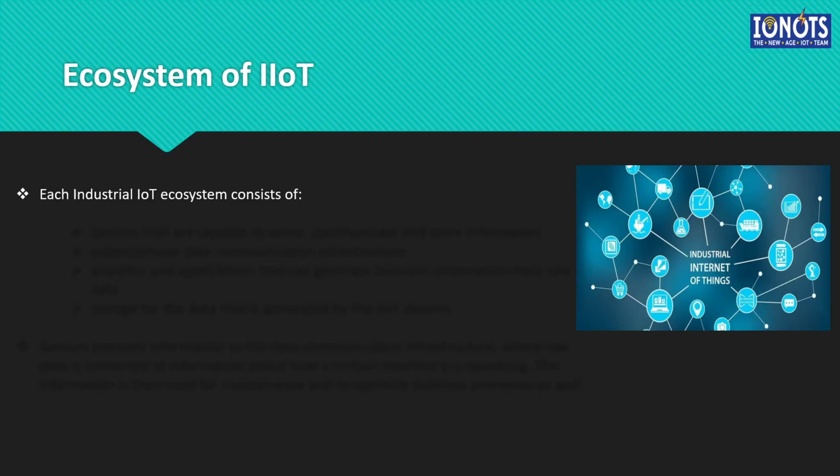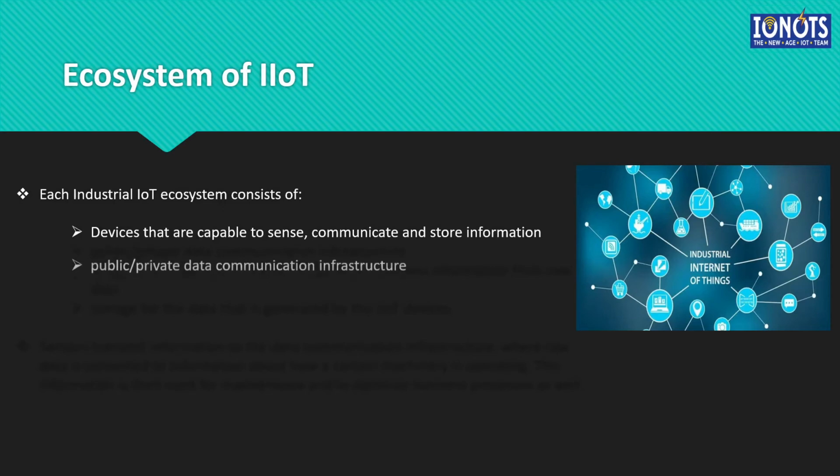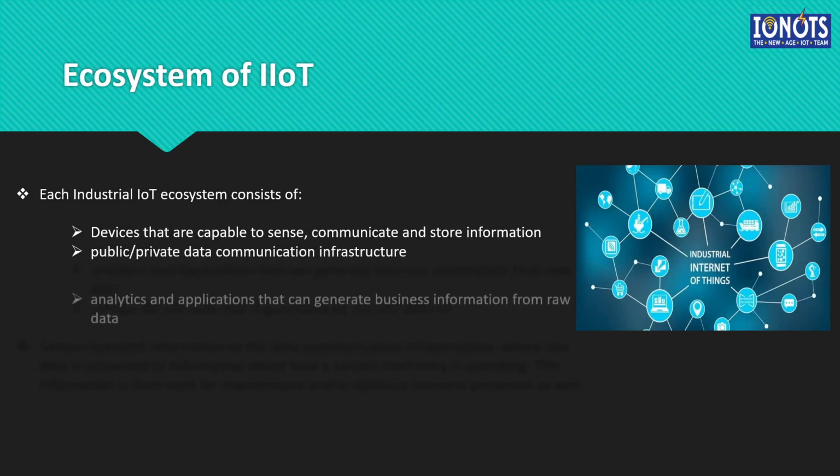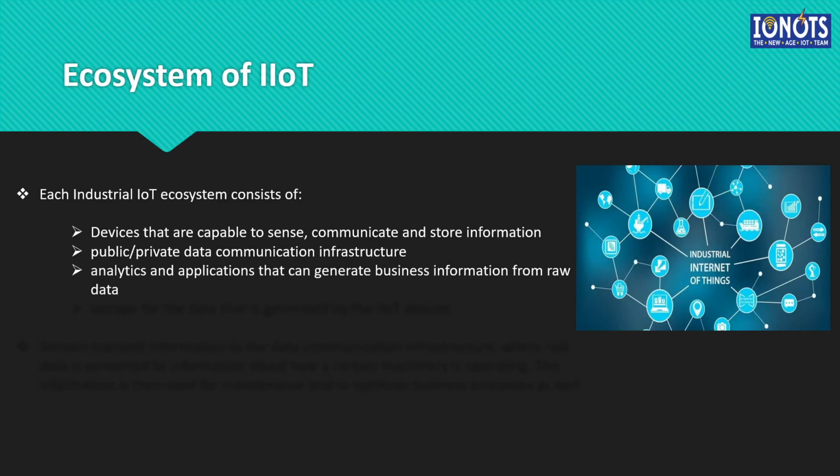Now, each IIoT ecosystem consists of the following: devices that are capable to sense, communicate, and store information, public/private data communication infrastructure, analytics and applications that generate business information from raw data, and storage for the data that is generated by IIoT devices.